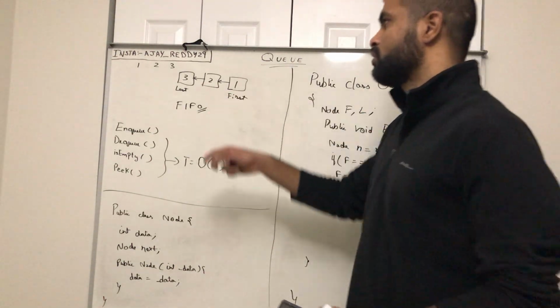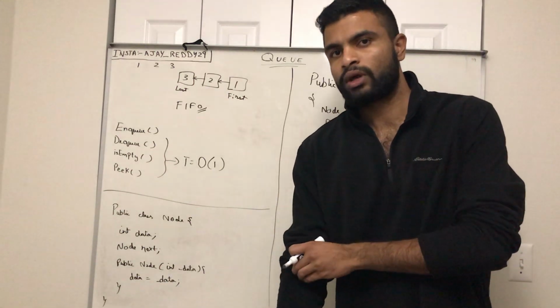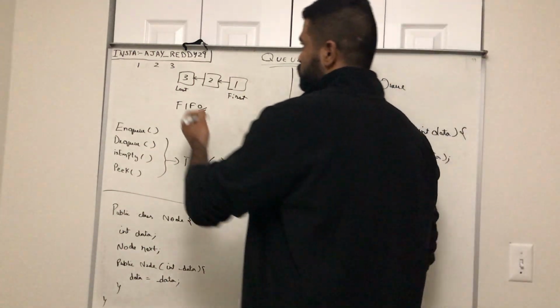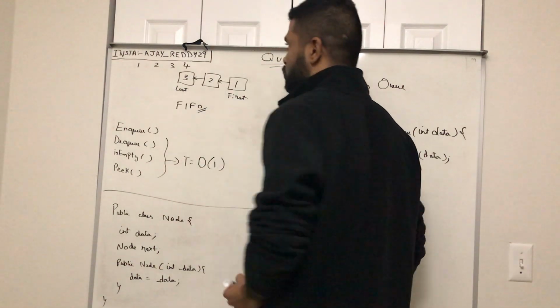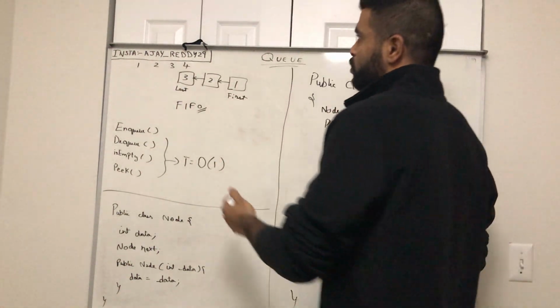Here in this scenario, I'm already having elements 1, 2, 3 in the queue. If I want to add a new element, let's see how we can add it. Suppose I want to add element 4, I'll be creating a new node.